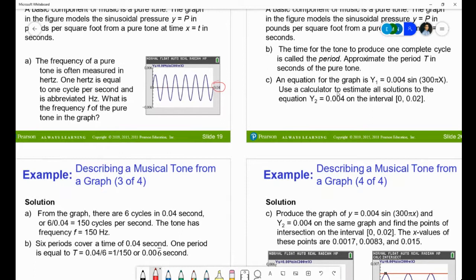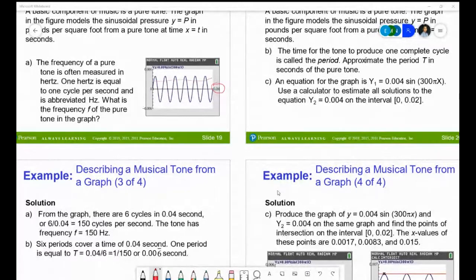use a calculator to estimate all solutions to the equation y2 equals 0.004. Okay, so that means we want to find all solutions to this. So let me show you how to do this on a calculator. Professor, can we do this on class calc? Oh yeah, you can. Yeah, let's do that.